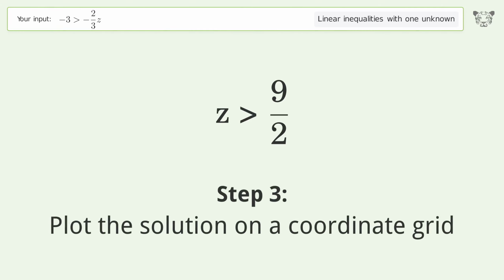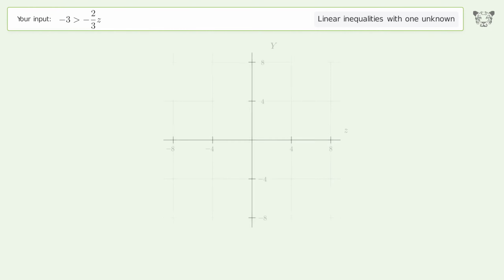Plot the solution on a coordinate grid. And so the final result is z greater than 9 over 2 greater than 41 over 2.